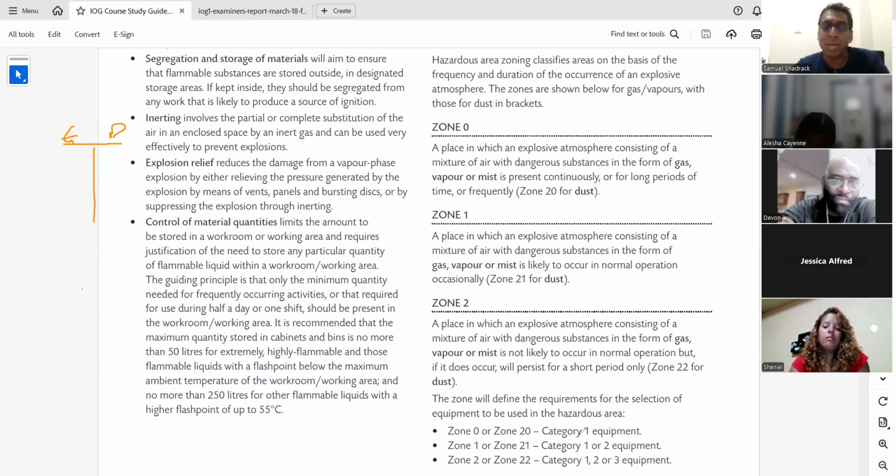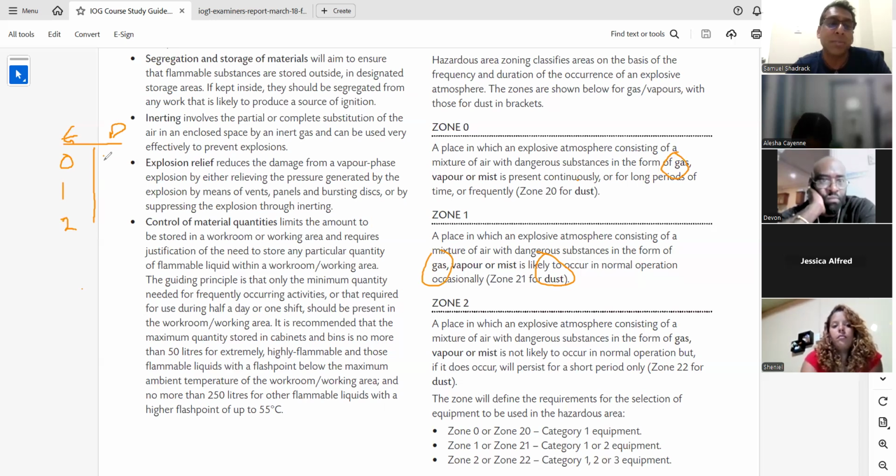So gas and dust, right? Look at here, gas. Look at here, dust. Everything is gas and then dust. So there are two classifications, one for gas, one for dust. Anyway, the classification for gas is 0, 1, and 2. And the classification for dust, remember this is summer law, is 20, 21 and 22.